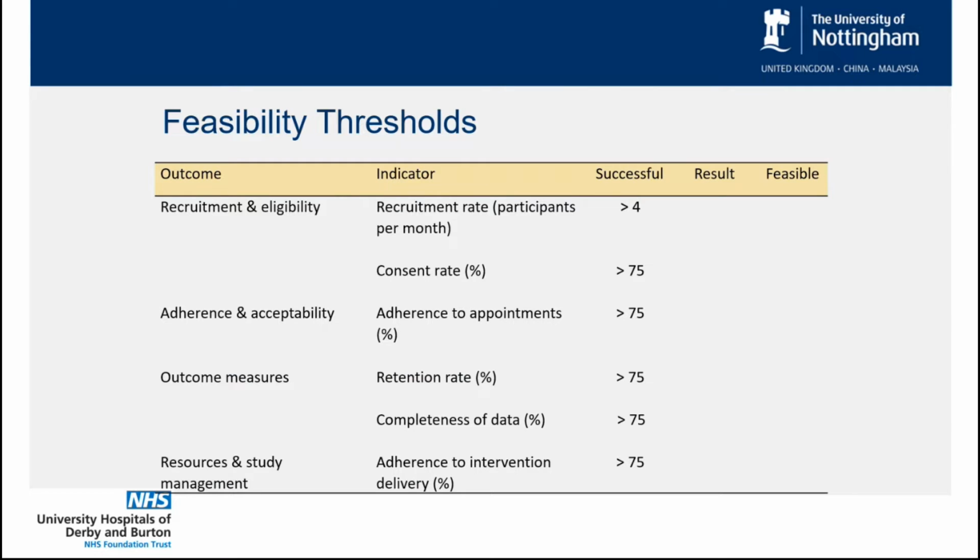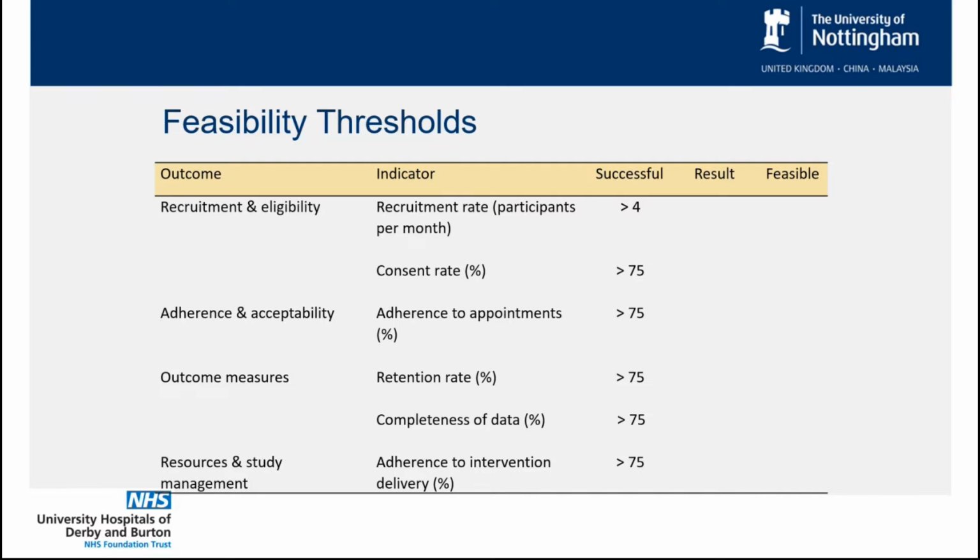So feasibility thresholds. These are thresholds that you set at the start of the trial that you have agreed through all the stakeholders that would show that the trial is feasible and would be a sort of a green light to continue to a full randomised controlled trial. So I needed to recruit more than 4 participants a month. We needed to consent more than 75% of the participants recruited.